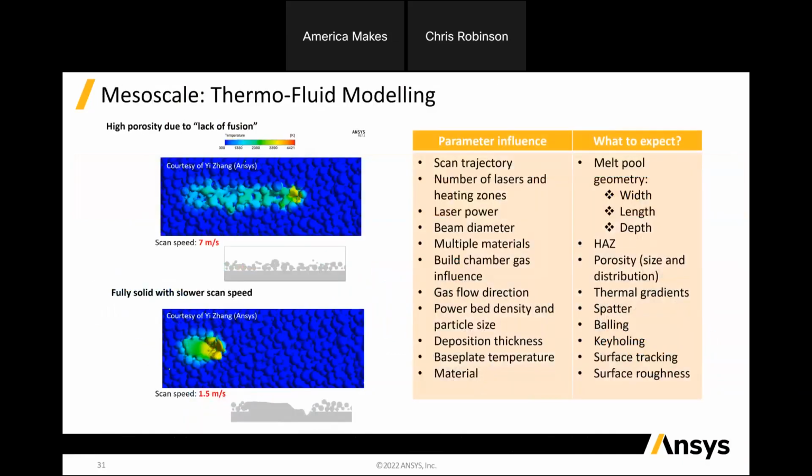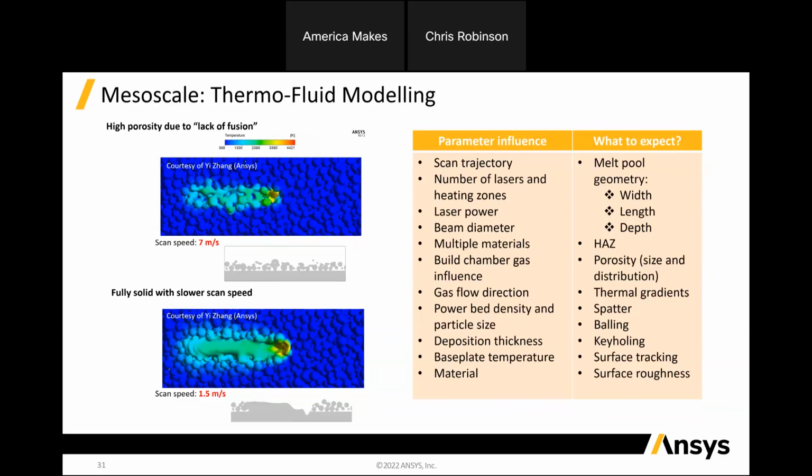As we go back to that mesoscale thermo-fluid modeling, you can start to look at things like the influence of your scan trajectory, the number of lasers, the laser power, beam diameter, multiple materials, the gas in your chamber, the powder bed density, deposition thickness, base plate temperature, materials. You've got all these things that you can go in and look at. As a statement, we usually don't take this level of detail into the macroscale, because in most cases it's not fully required to get a really valuable result. Some of the other mesoscale scan pattern-based results are quite valuable. But as you get in here, you can start to look at the capabilities there.